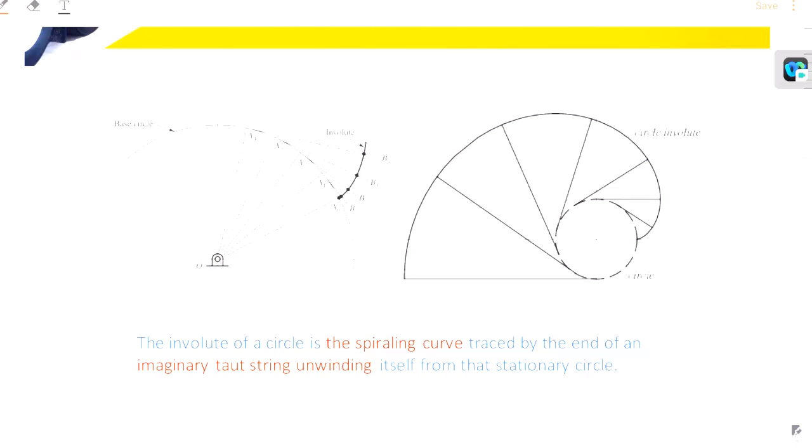Design: how we design the gear so that when it rotates, the rotation of both gears, driver and driven, should be smooth. So the involute of a circle is a spiral curve traced by the end of an imaginary taut string unwinding itself from a stationary circle. From this, we design the teeth of the gears.